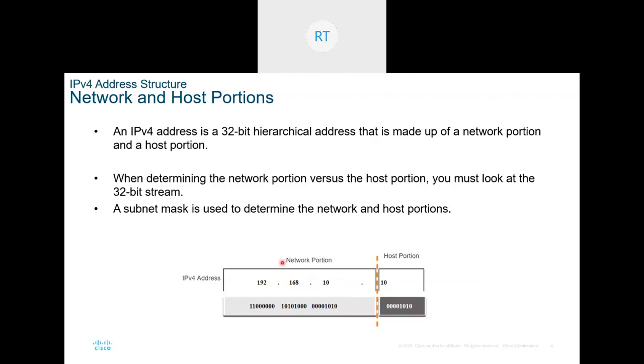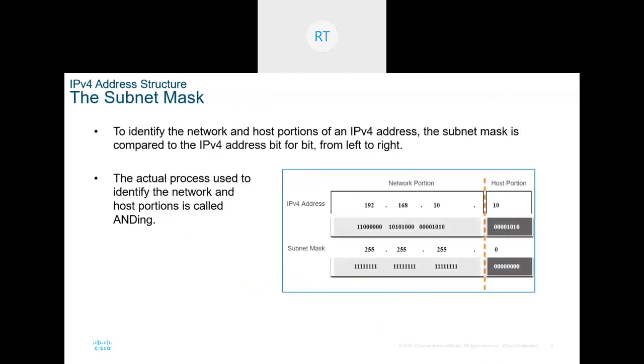You can see that the first 3 octets represent the network portion, and the last octet represents the host portion. How does this come about? How is this determined? It is determined by a subnet mask. Let's see how a subnet mask is applied to the address to determine the network portion and the host portion. So you have an IP address, which is a random address, and then you have a subnet mask. What is a subnet mask?